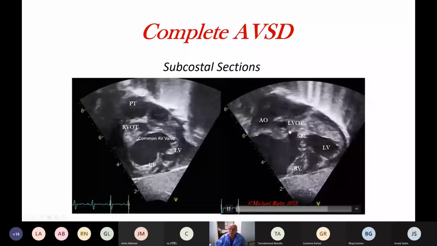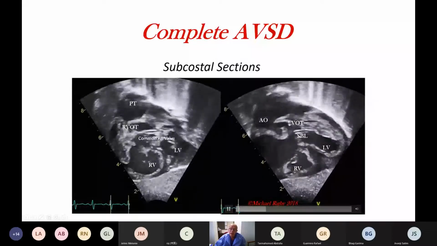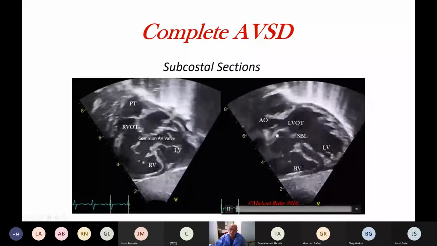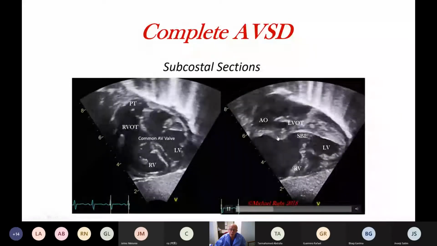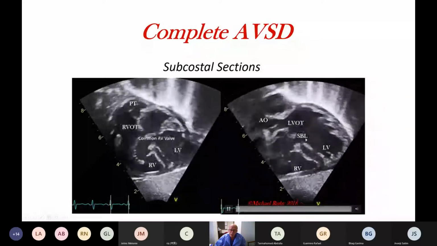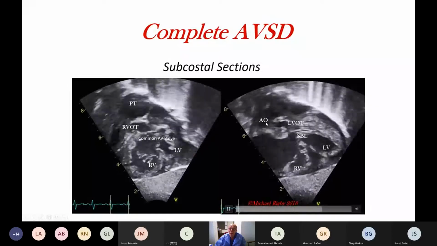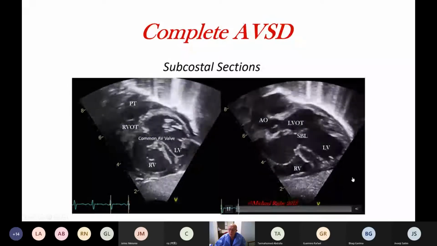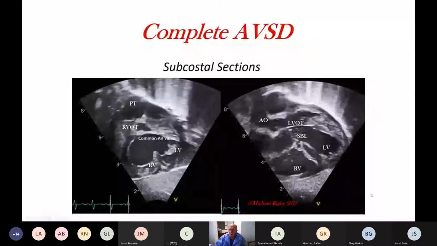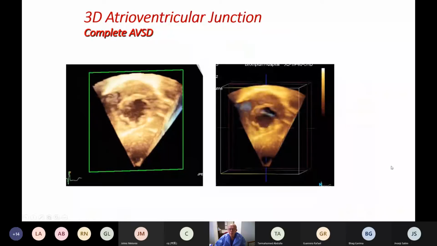The left ventricular outflow tract, subcostal long axis sections, is formed between the free wall of the left ventricle and the superior bridging leaflet here attached to the aorta. So this is the superior bridging leaflet. There's obviously the ventricular component. Here's the elongated left ventricular outflow tract. So these are all the classic views that allow you to understand the morphology of an AVSD.